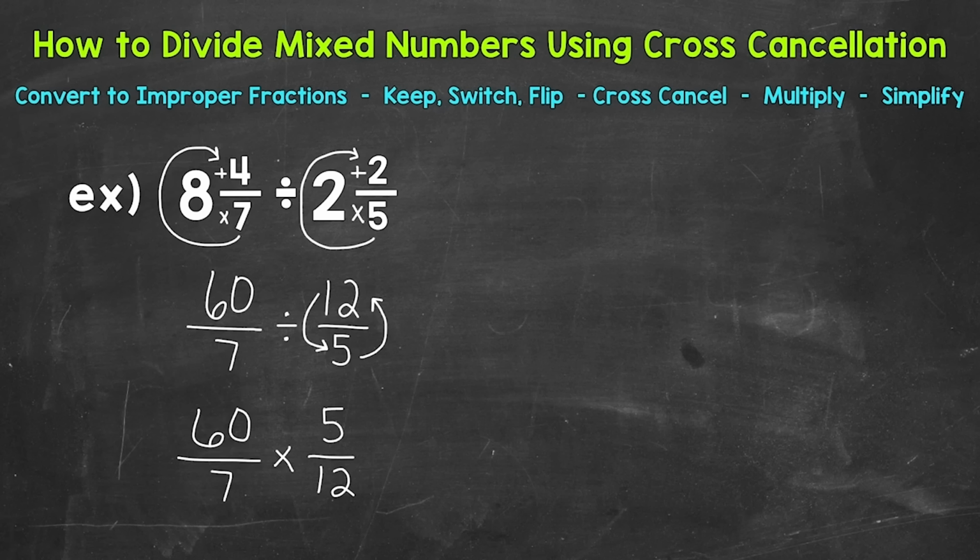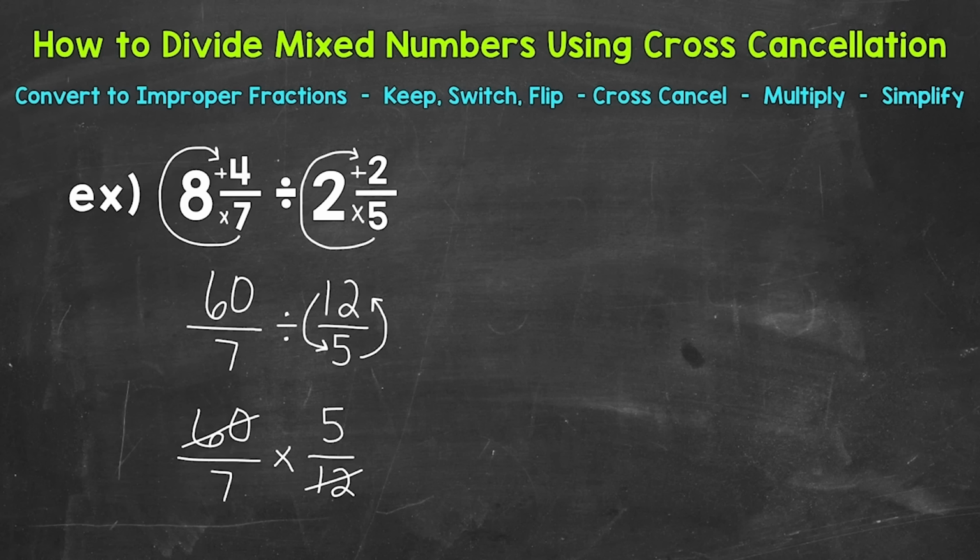Cross-cancellation is a way to simplify fractions before multiplying. It gives us smaller and easier numbers to work with, therefore a simpler problem to solve. We cross-cancel by looking for common factors between the numerators and denominators, so the top and bottom. Think of it like simplifying fractions, but we can look diagonally as well. For example, we have common factors other than 1 between 60 and 12, and a greatest common factor of 12. So let's divide 60 and 12 by 12. We do that by crossing them out and dividing by 12.